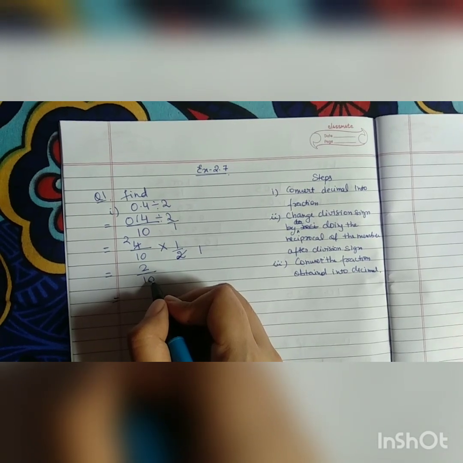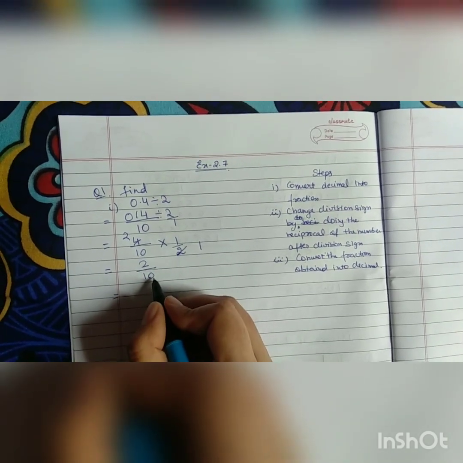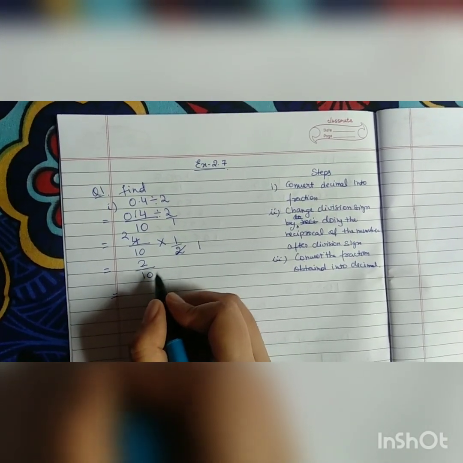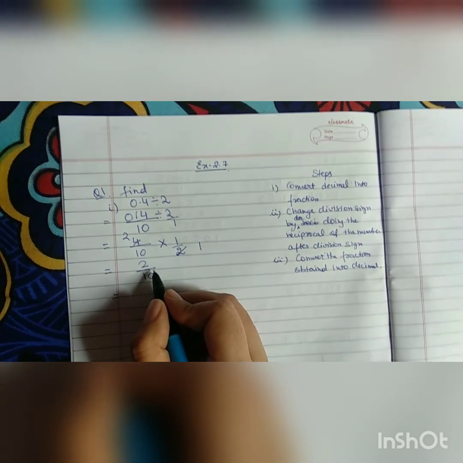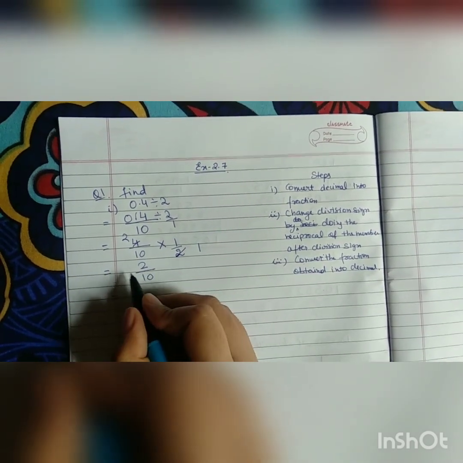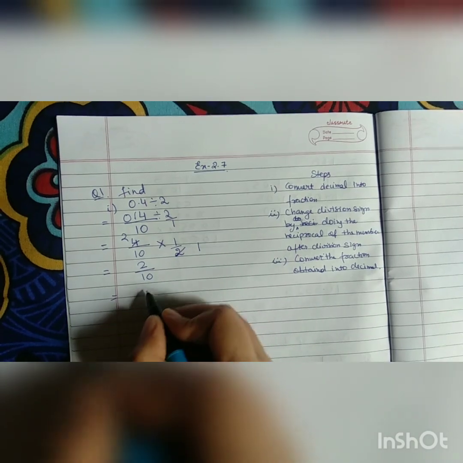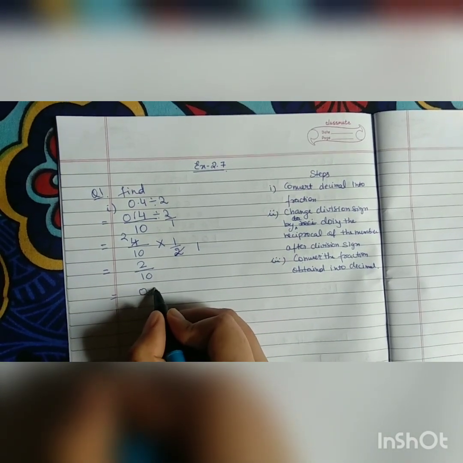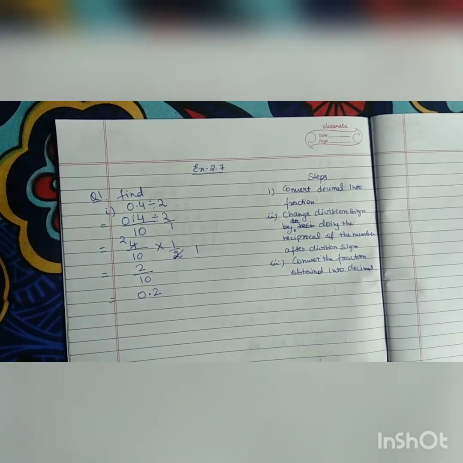Now we have to convert this fraction into a decimal. There is 1 zero in the denominator, so we have to put the decimal after 1 digit in the numerator, counting from the backward. So this will become 0.2.